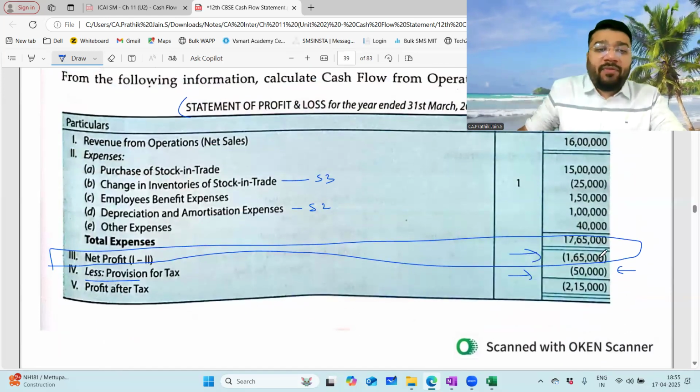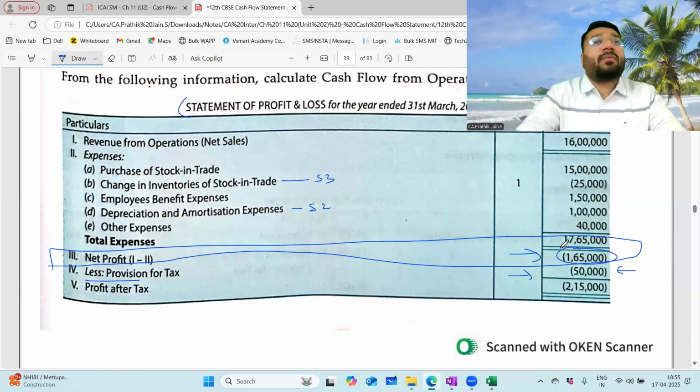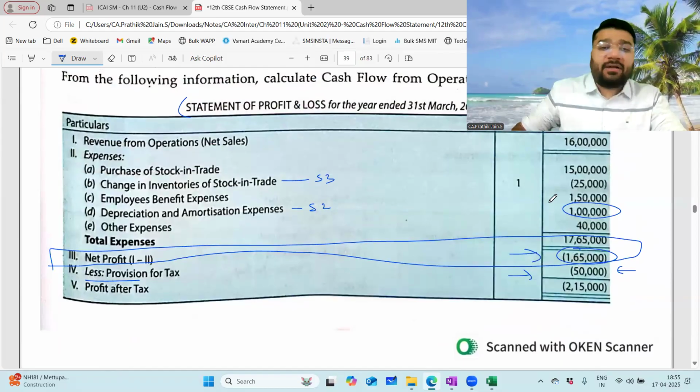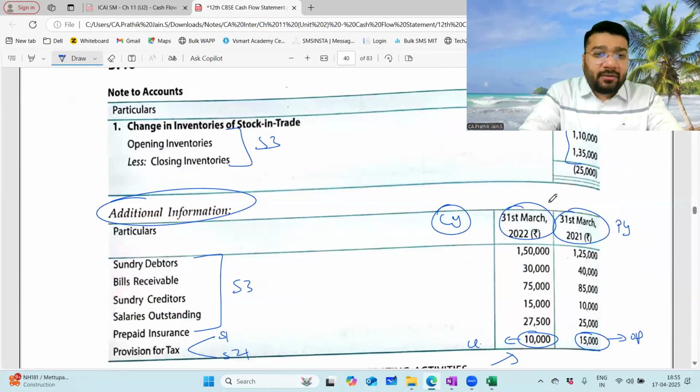So now with net profit, net loss actually, you just add the depreciation and leave it. Then come back here and do this.